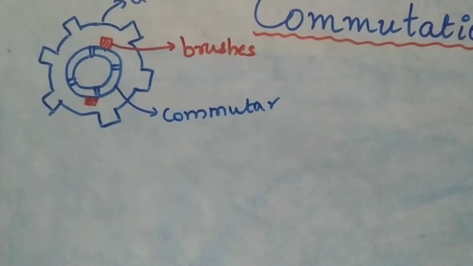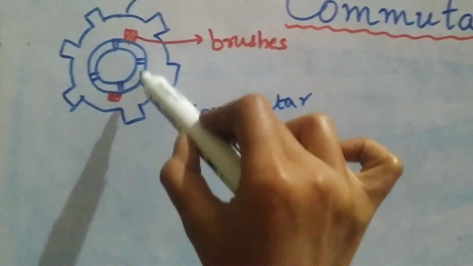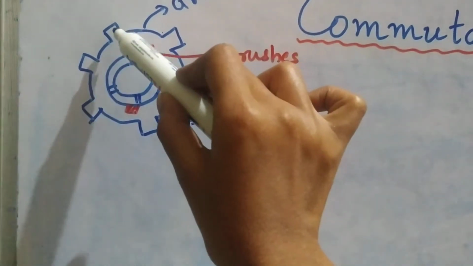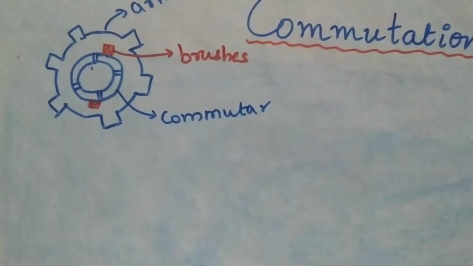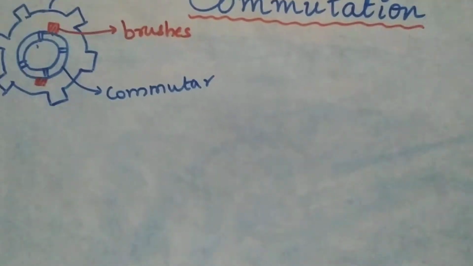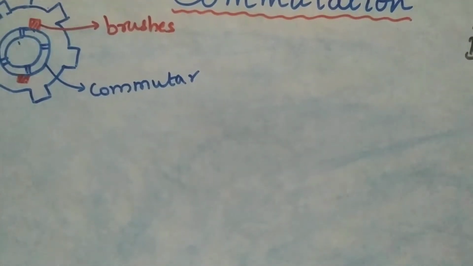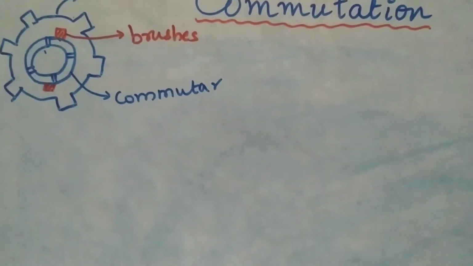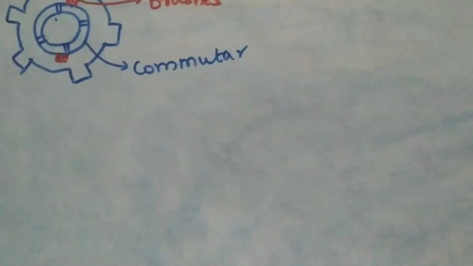And onto this commutator the brushes will be mounted. So what I'm going to do now is concentrate only on this part, on how it converts the alternating EMF produced by the armature to a unidirectional one by using the commutation process. Now let us assume that the armature winding is of a ring type. Let me consider this armature in the form of a ring type.